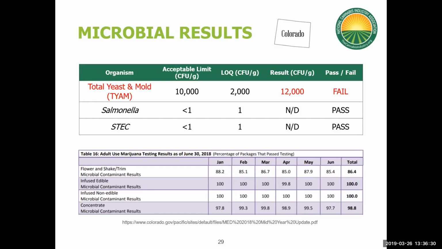The table below is just an interesting table that I found. Colorado State publishes every 6 months the percentage of packages that pass testing and tell us what they fail for. So if you look at this, the infused products and the concentrates are almost always passing microbial testing. Where we start to see fails is in the flower. And most of those fails, from my experience, have been total yeast and mold.